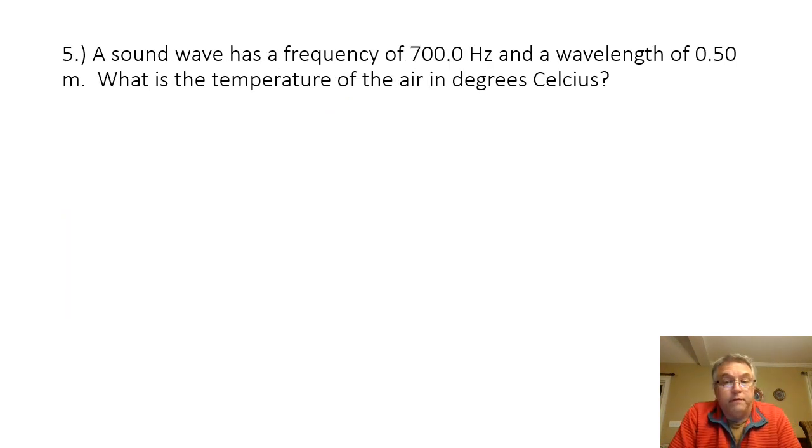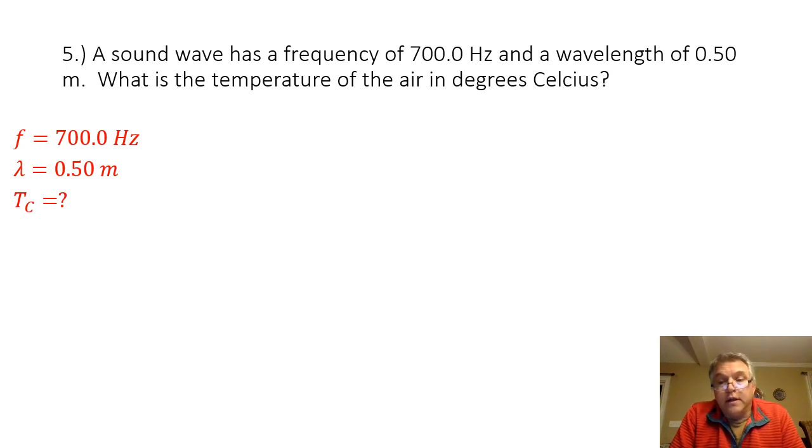Problem number 5, last one. A sound wave has a frequency of 700.0 hertz and a wavelength of 0.50 meters. What is the temperature of the air in degrees Celsius? We are given the frequency of the sound wave, 700.0 hertz. We are given the wavelength of the sound wave at 0.50 meters, and we are being asked to find the temperature in degrees Celsius.